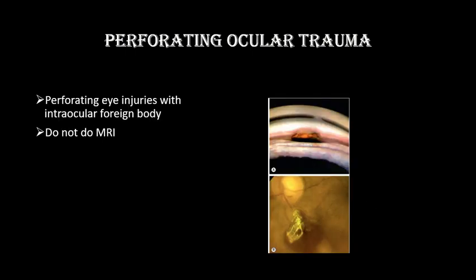And then there is perforating ocular trauma. I mean, there is an entry wound and an exit wound also, and we can see the foreign body here. Here the foreign body is in the anterior chamber angle, and here the foreign body is lying on the surface of the retina. Do not do an MRI if you suspect this is a metallic foreign body, so we have to do a CT scan only in these patients.